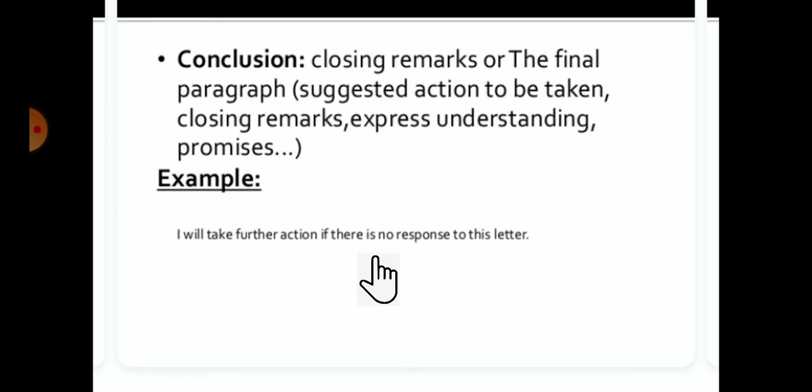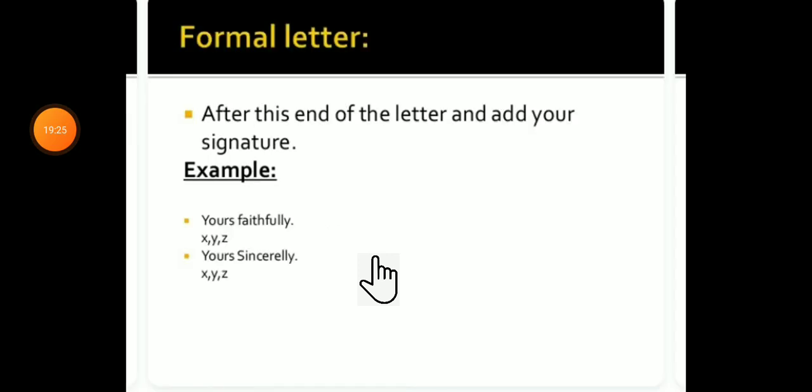So student, here you have seen the whole format of a formal letter, how they have written the formal letter, and what the proper format of the formal letter is. All right, let's begin. Then comes what? After the end of the letter, add your signature, to show that you are the one writing this letter. For example, yours faithfully, XYZ. In the place of XYZ, you can write your own name. Otherwise, yours sincerely, and in the place of XYZ you can write your own name or anyone's name if you are writing for the authority. This is called the ending of the letter.